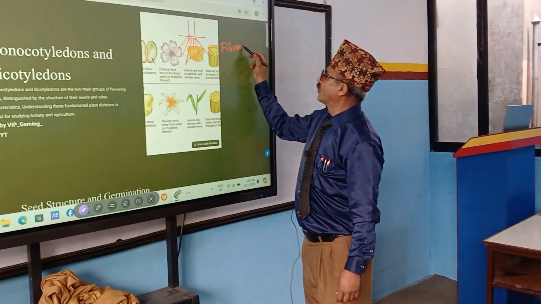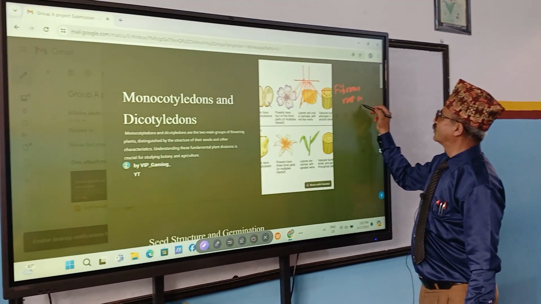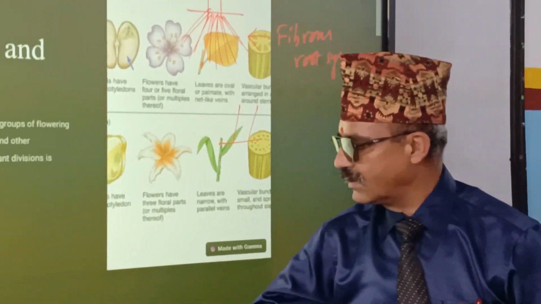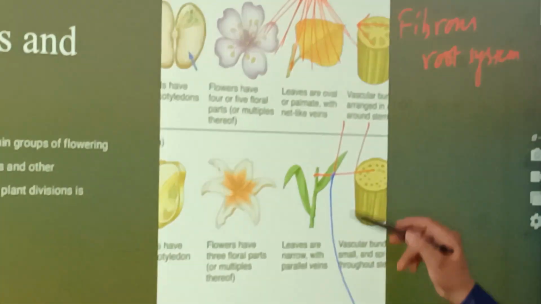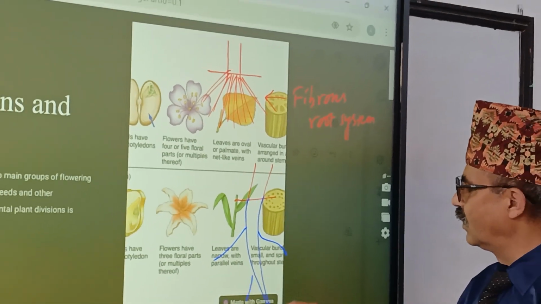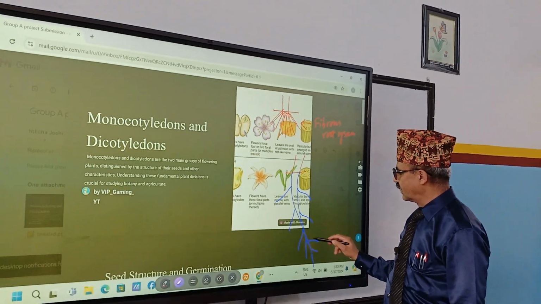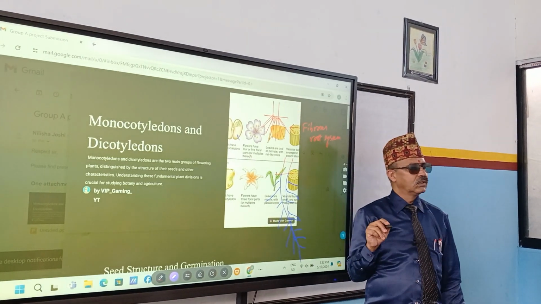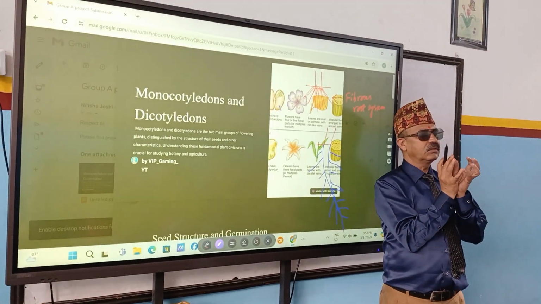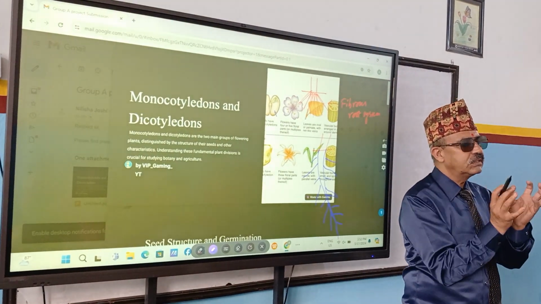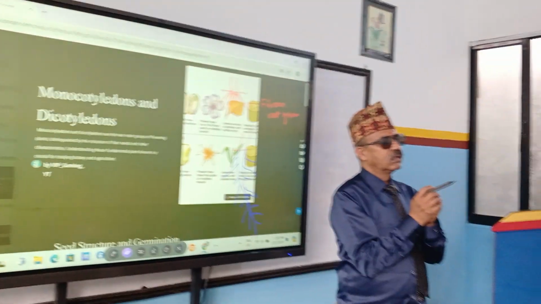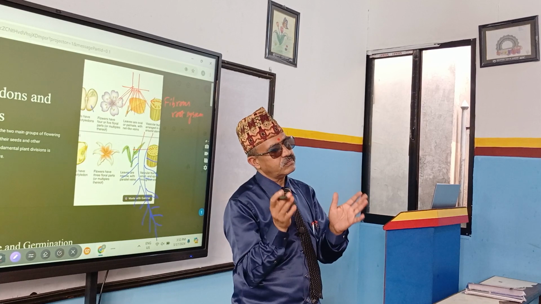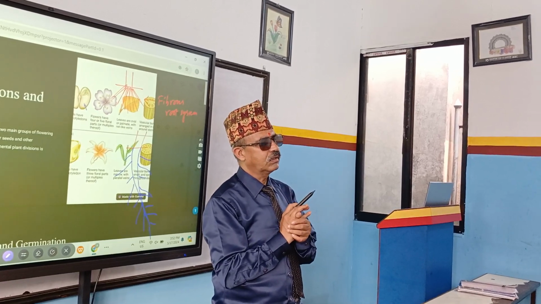Fibrous root system. But if this is the main plant and a main root comes like this, then small branches and sub-branches arise, then what do you call it? Taproot system. By looking at the flower structure, by observing the seed, by looking at the leaves, or by observing the section of the stem, we can find out whether it is monocot or dicot.